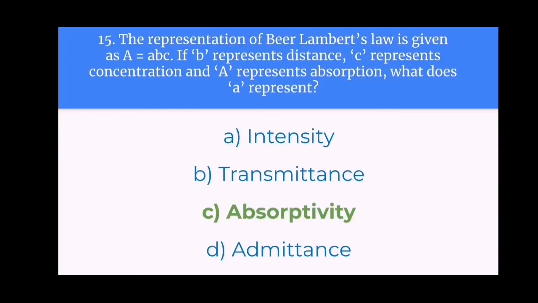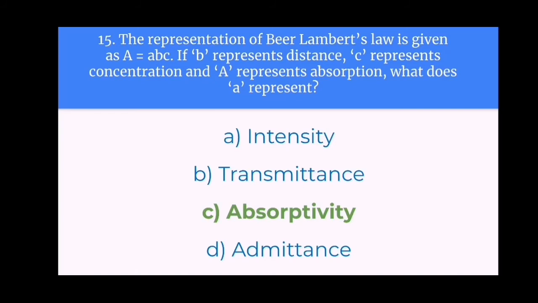Next is, the representation of Beer Lambert's law is given as A equals to abc. If b represents distance, c represents concentration, and capital A represents absorption, what does small a represent? A. Intensity, B. Transmittance, C. Absorptivity, D. Admittance. The correct answer is C.